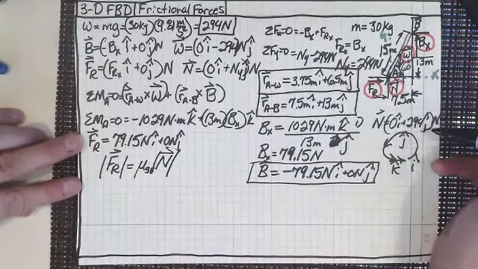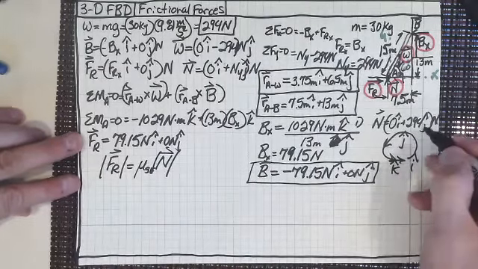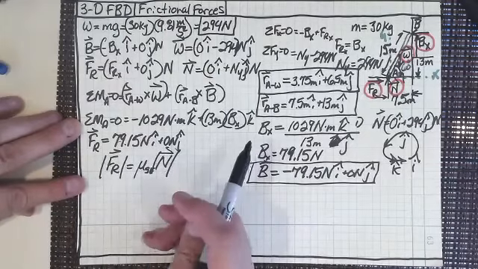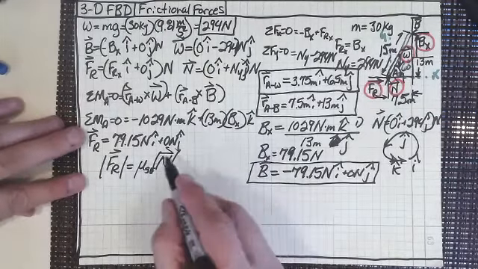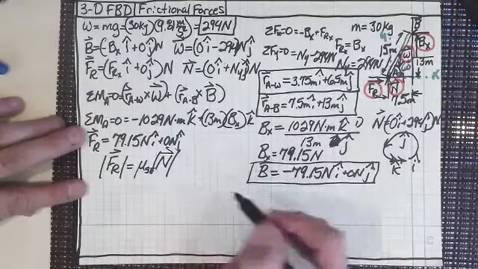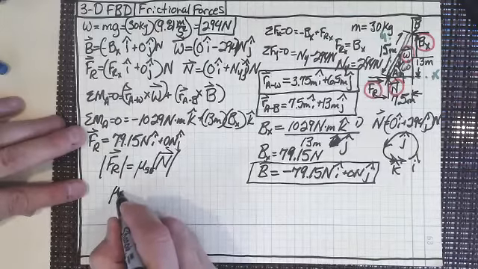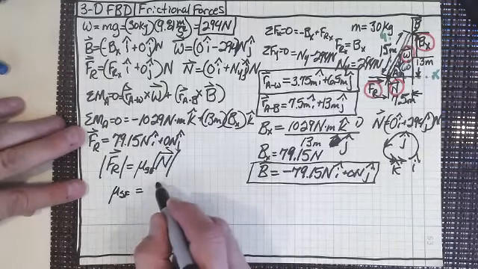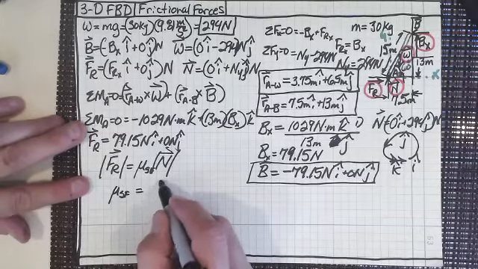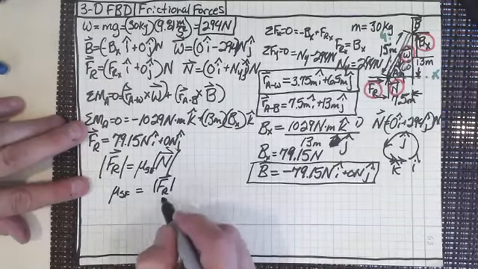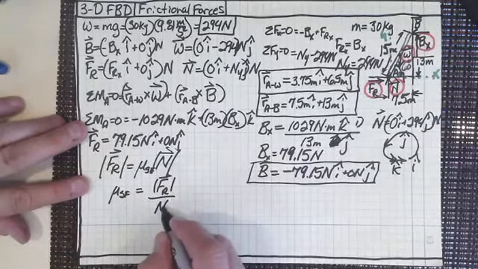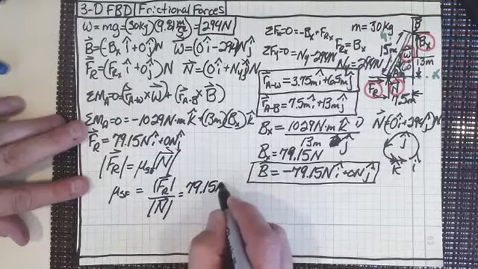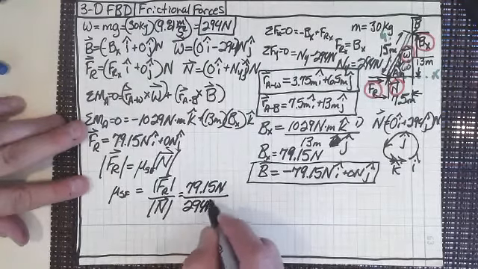The normal force that we have here is 294 newtons, right? 294 newtons. And this is 79.15, right? So what would our coefficient of static friction be? Coefficient of static friction is going to be our frictional force, the required frictional force, divided by our normal force. So that would be 79.15 newtons divided by 294 newtons.